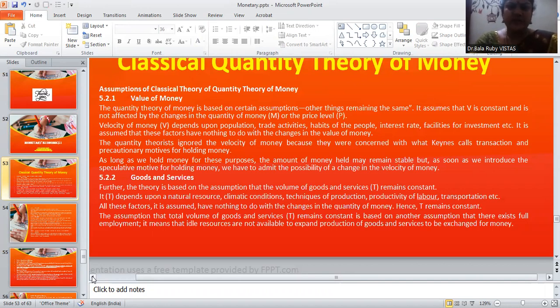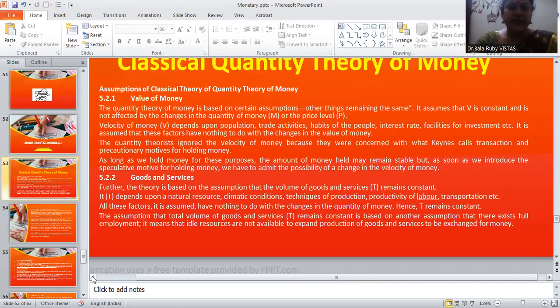The velocity of money, that is V, depends on population, because when population is high, the circulation of money, or the velocity of money, increases. If trade activity in the economy is high, the velocity of money also increases. When the habits of the people change, or interest rates and facilities for investment increase, surely the velocity of money also increases. But the theory assumes that these factors have nothing to do with changes in the value of money.